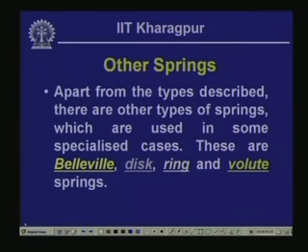Apart from those springs which are very commonly used, there are other kinds of springs which are used in some specialized cases, and these springs are termed Belleville spring or disc type spring, ring spring or volute spring. These are the different kinds of springs which are seen, but they are occasionally used in some special cases, and we are not going to go into the details of these. In this particular course we will be restricting ourselves to helical springs only, and we will look into the two types of helical springs, the closed coil helical spring and the open coil helical spring. We will look into how to evaluate the stresses in those kinds of springs if they are subjected to loads.